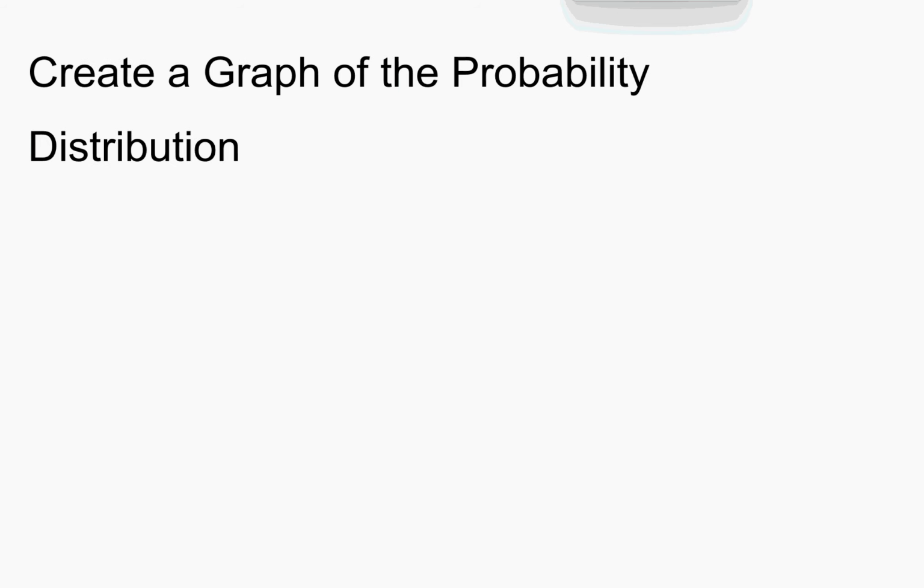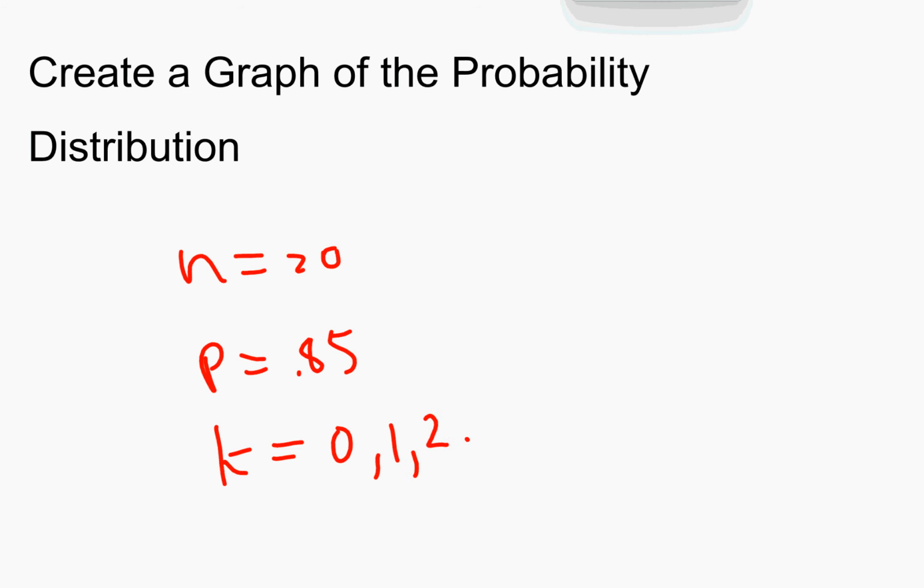So let's take a look. Remember, n in this case is 20. The probability p is 0.85. And then k, the number of successes we could have. Maybe none of the seeds germinate. Maybe one germinates. Maybe two germinate. Maybe 18, 19, 20. So these are all the possible values that we could have, right?